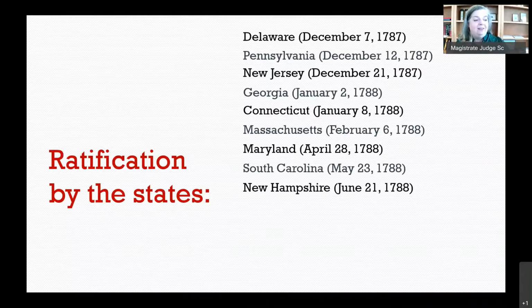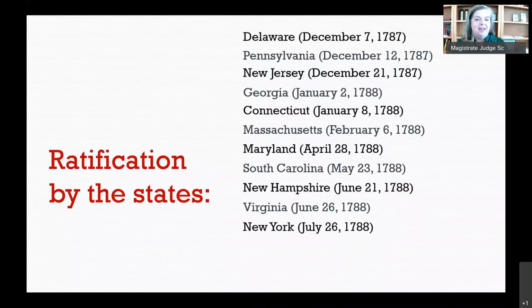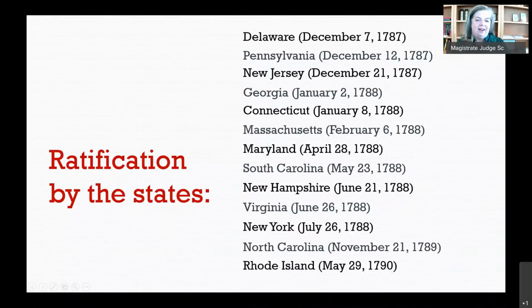But you might be able to guess there are two very important states missing from that list, and effectively, the Constitution was not really the governing document of the United States until they signed on. Can you guess what states are missing? A hint? Virginia came next, and then New York. Once they had signed on, the Constitution really was effectively the governing document of the United States. Following their example came North Carolina, and after that, Rhode Island.